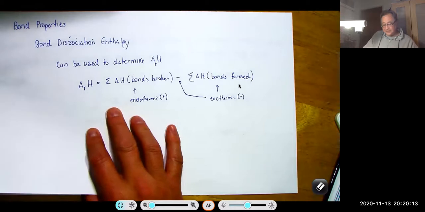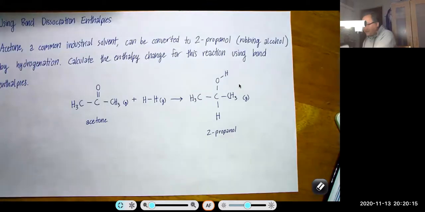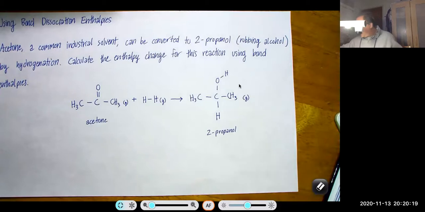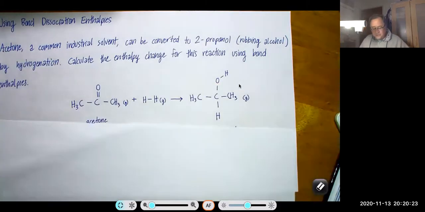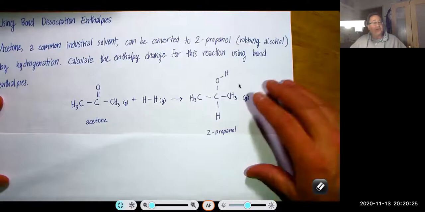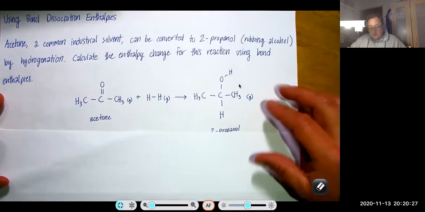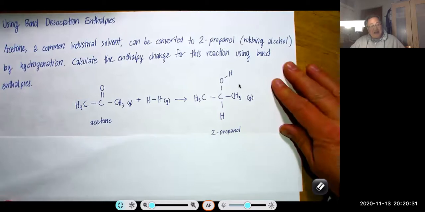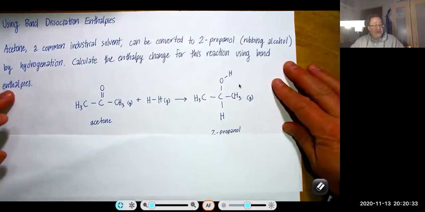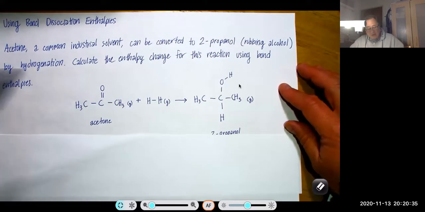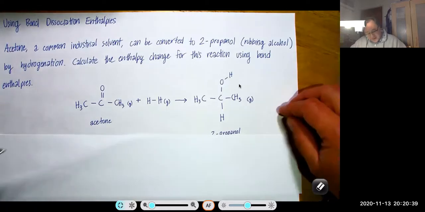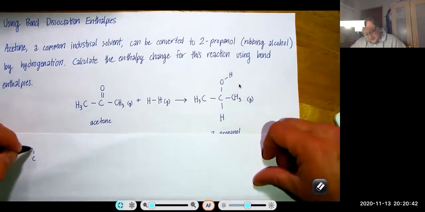So let me show you how that's done. This takes a little bit of time, so we're only going to do one example problem. And let's take a look at this. Acetone, a common industrial solvent, can be converted to 2-propanol, rubbing alcohol, by hydrogenation. Calculate the enthalpy change for this reaction using bond enthalpies. So here's the reaction. I'm going to write it out, but I'm going to write it out a little bit differently.